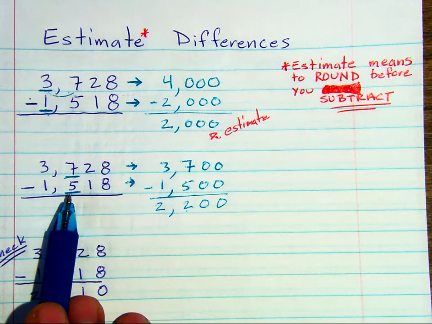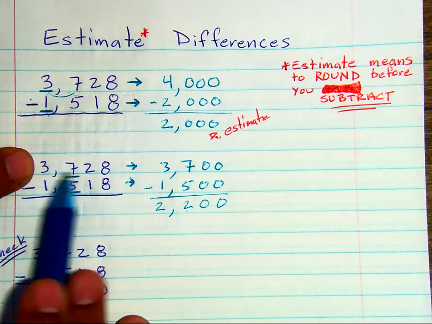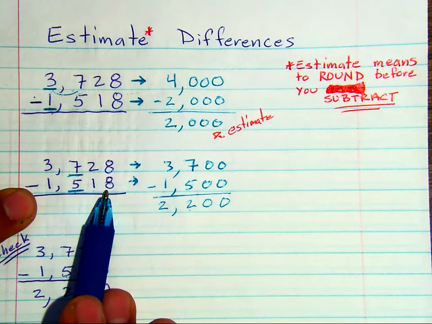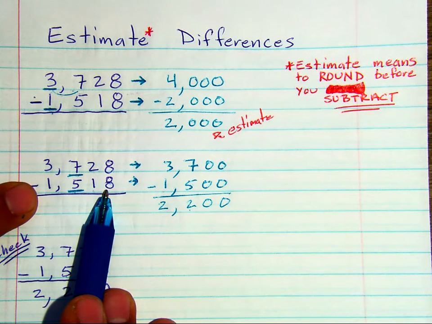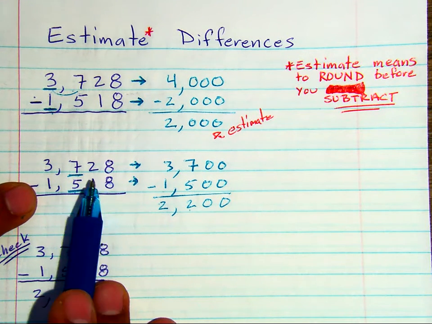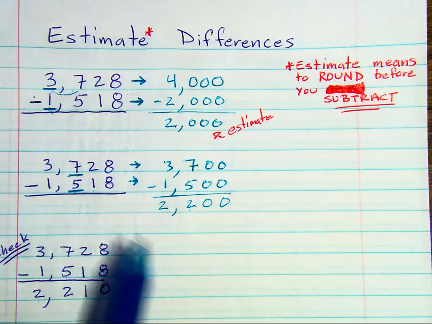Now, when we get to having numbers that don't have the same place values in both numbers, you're going to have to decide whether or not you can round to the same place value. And we'll get to that in a later time.